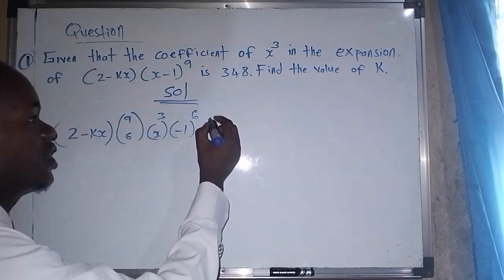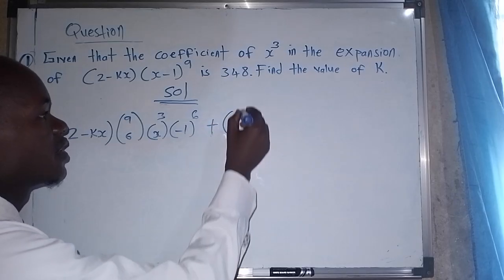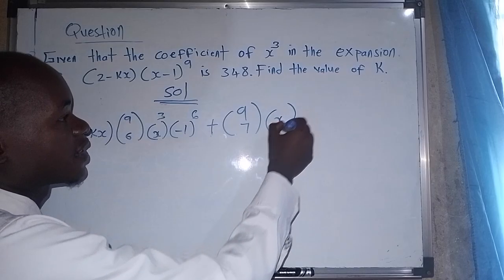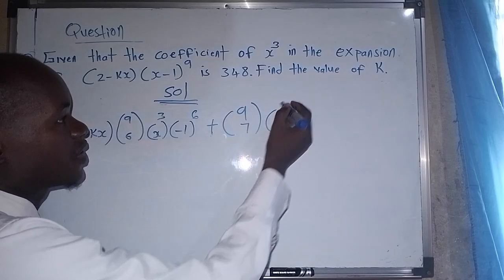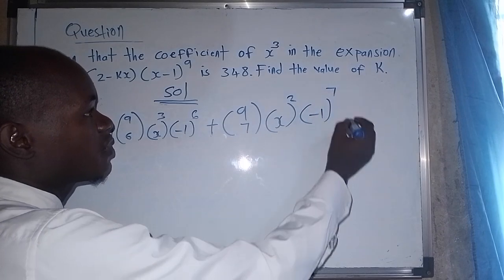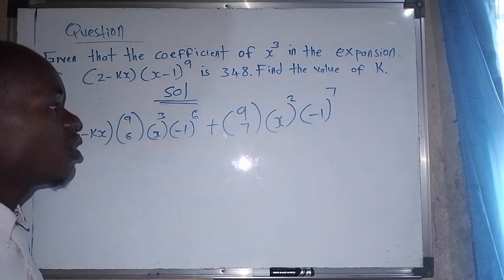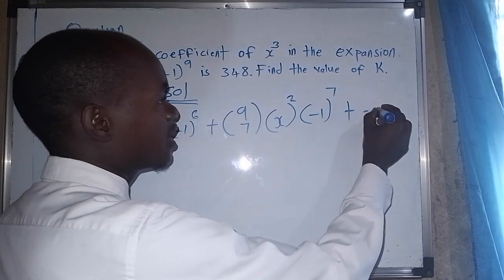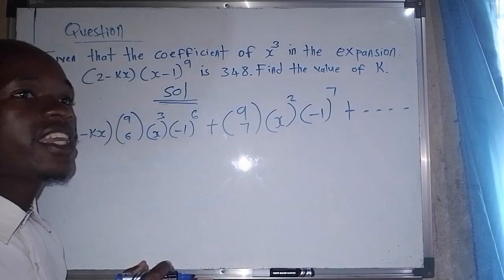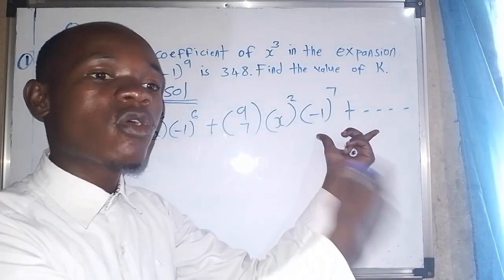Then we continue solving. We add another coefficient, which is 9 combined 7, the one which we had picked, then x. Then we say 9 take away 7, we get 2, multiplied by negative 1 to the power 7. So that 7 plus 2 gets 9. Okay, so this expansion will continue because it has to end at the power of 9. So we just put the dots to show that the expansion is still going on.